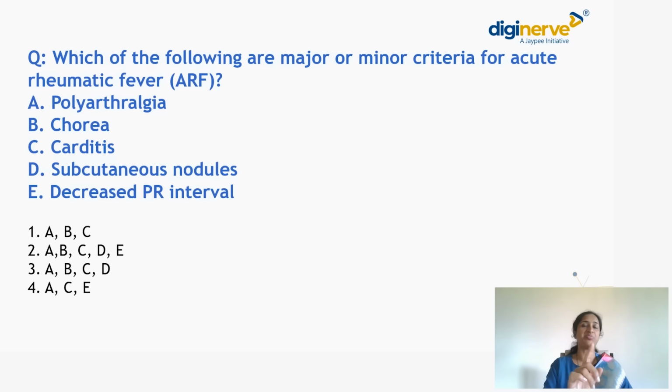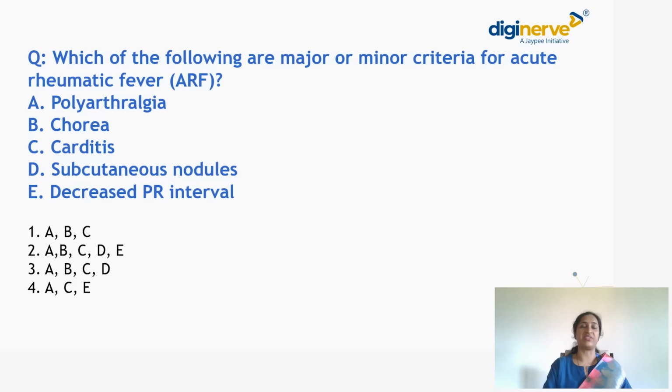E is what? Decreased PR interval. What did we learn as a major or minor criteria? The minor criteria was prolonged PR interval. So decreased PR interval is not a minor criteria. It is prolonged PR interval which is the minor criteria. So option E is not in the criteria.